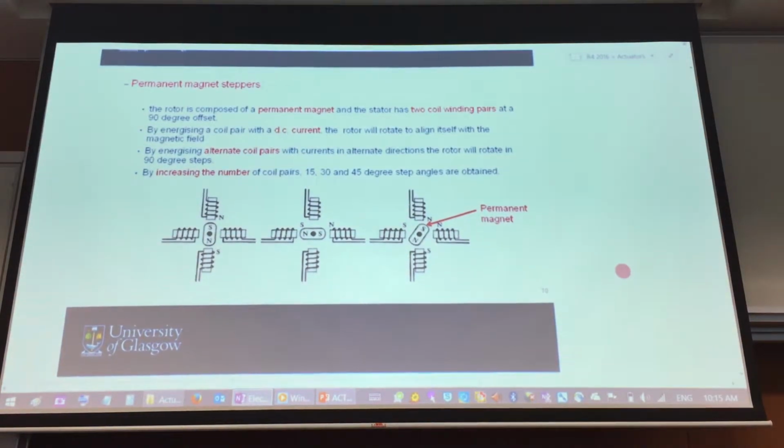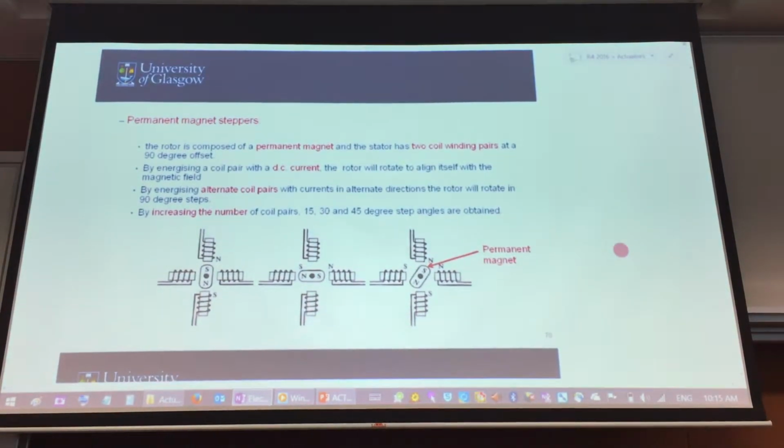and it's going to give us the step sizes. So in this case, by increasing the number of coil pairs, you can have 15, 30, or 45 degree step angles. But in a lot of cases, your stepper motor will offer you higher resolution. In fact, I think a lot of stepper motors would give you more than an 8-bit kind of signal. So you have a lot of step sizes at a smaller angle, and that angle will be very precise.